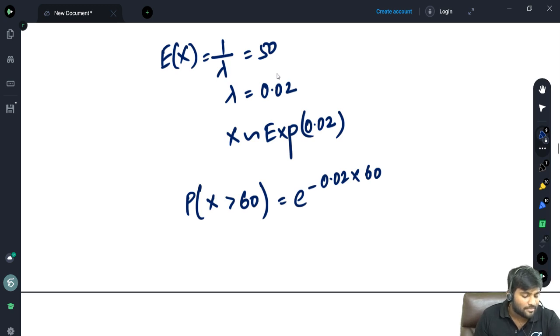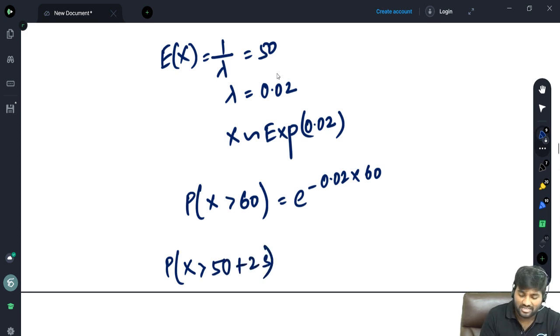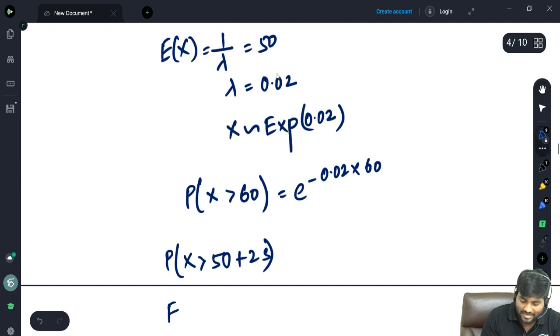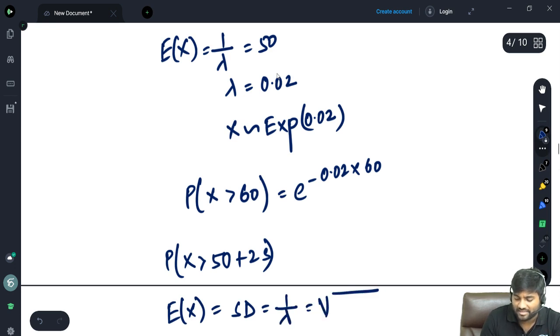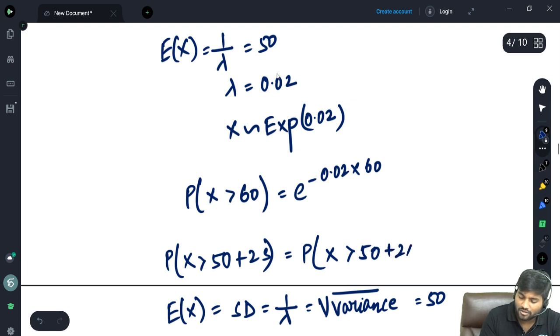Find the probability that the time until the machine again requires service is longer than, means greater than, 50 plus 2s, where s is the standard deviation. So for exponential distribution, expectation of x is equal to SD, which is equal to 1 by lambda, which is root variance, which is equal to 50 here. So this will be probability x is greater than 50 plus 2 into 50, which is equal to probability x is greater than 150. Please solve.